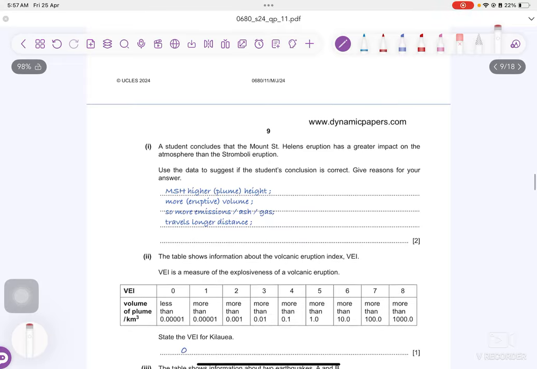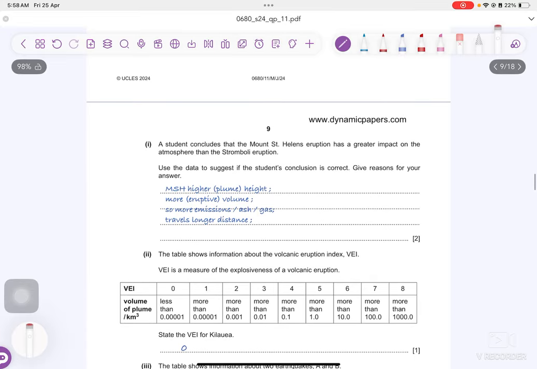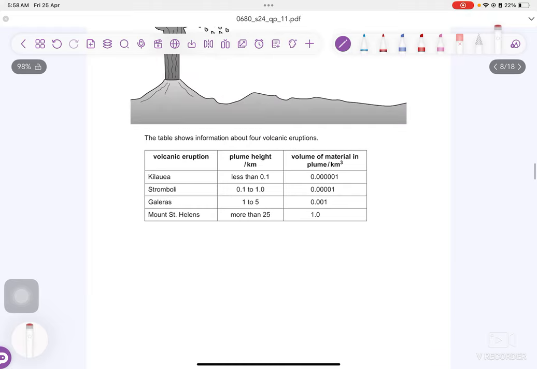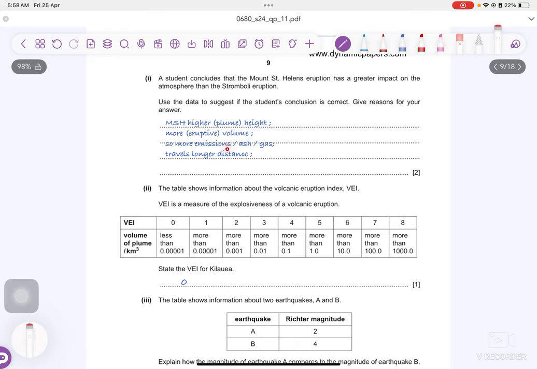Okay. A student concludes that Mount St. Helens eruption has greater impact on the atmosphere. Use the data to suggest the student's conclusion is right. MSH stands for Mount St. Helens, I think. MSH has the highest plume height and more eruptive volume. It's the most. More emissions, as I said, and they travel long distance, okay?